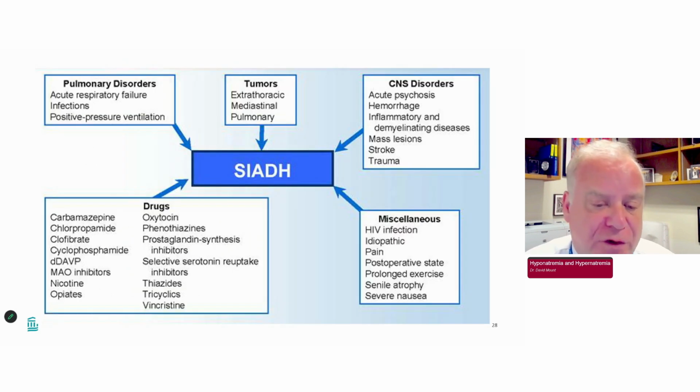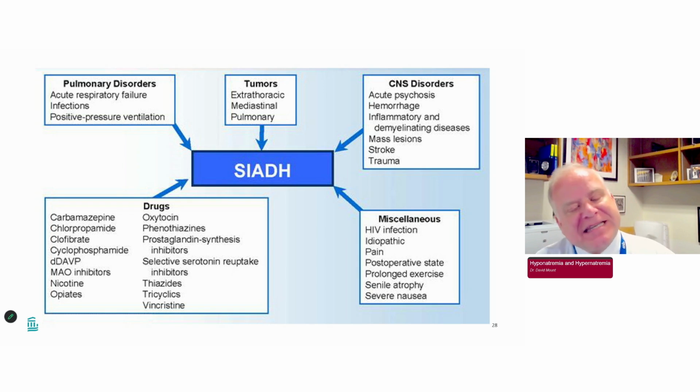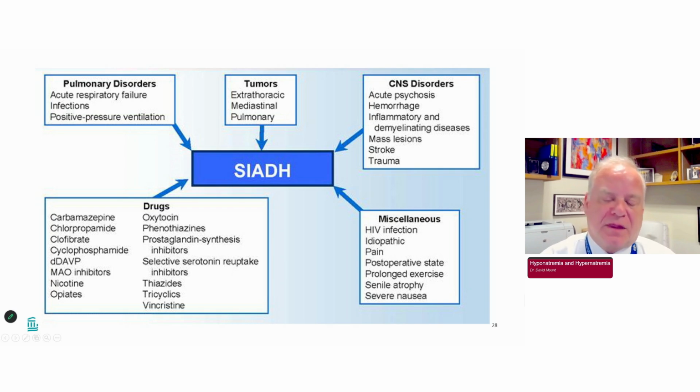I think you're all familiar with the differential for SIADH, that drugs are an important cause, pulmonary disorders, tumors. Maybe 75% of tumor-associated SIADH is small cell lung cancer. CNS disorders we tend to sometimes forget about. And then there are miscellaneous causes, prolonged exercise, for example, HIV infection, and so on. There is controversially an idiopathic SIADH that can be detected in elderly patients. But that needs to have an extensive workup, including a chest CT and head CT, to make sure we're not missing some structural cause of hyponatremia.